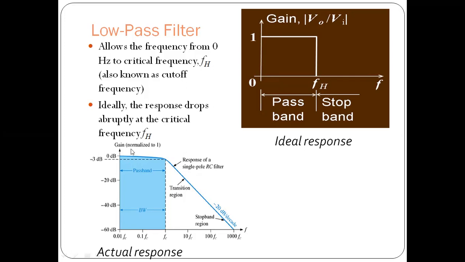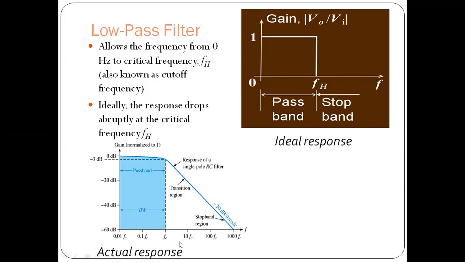When coming to the practical response, this will be the practical or actual response of the filter. Here you can see this is a flat portion. During the pass band it will be flat, and during the stop band it is not vertical. Instead, it is going to decay linearly towards 0. That is, the attenuation is also fixed, minus 20 dB per decade.